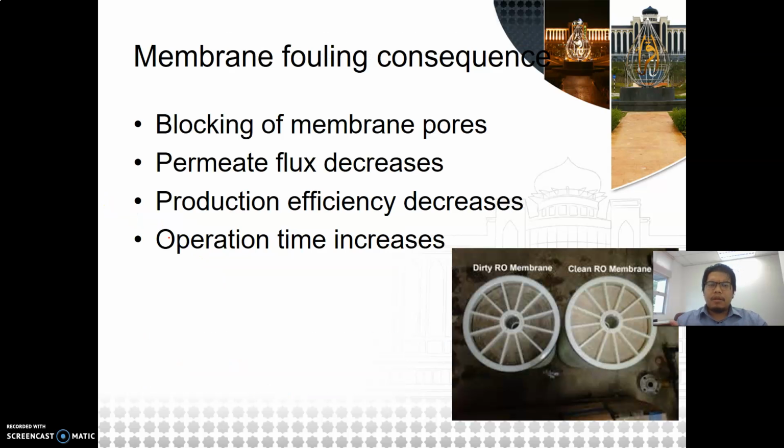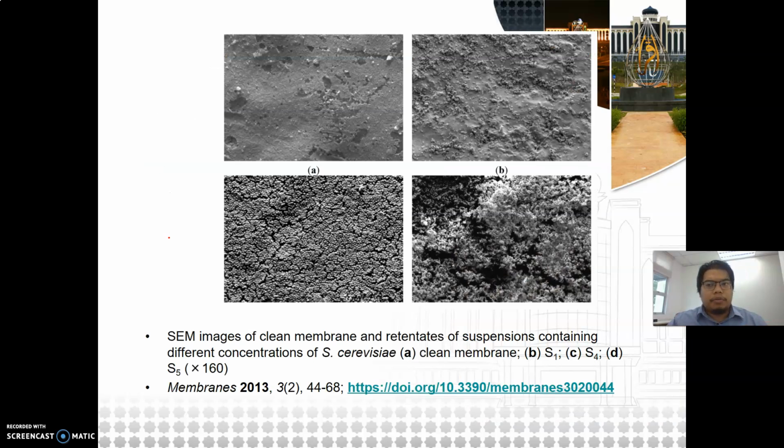Hi. For membrane fouling, it will block our membrane pores, and thus the permeate flux will decrease. The rate of the permeate will decrease a lot, and then it will affect the production efficiency, and also the operation time will be increased. So it will make our whole process inefficient and will affect the cost effectiveness of our process.